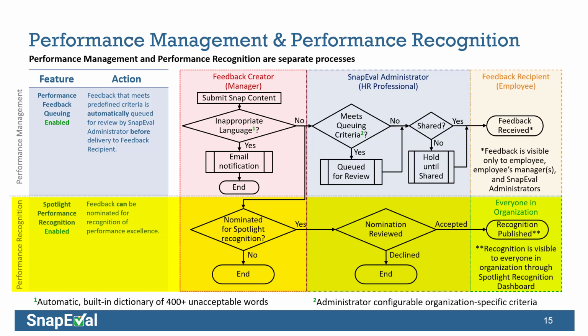And Spotlight basically goes like this. When a snap gets created by someone, they have the option to nominate that snap for public recognition for performance excellence within the organization. And you can see how that happens after the inappropriate language filter. And when that happens, basically it goes down to the lower half where it says nominated for Spotlight recognition.